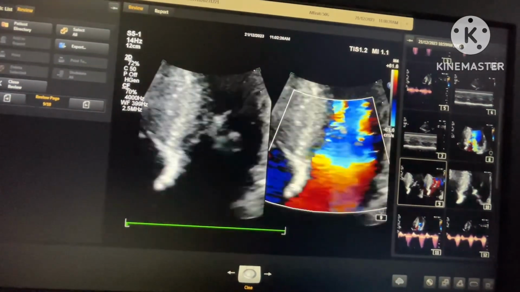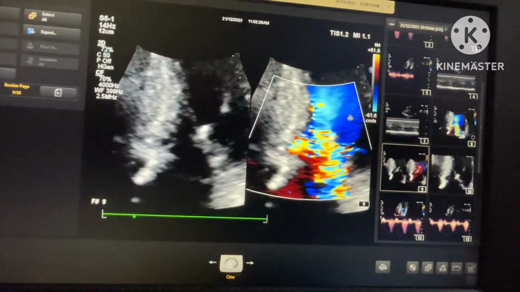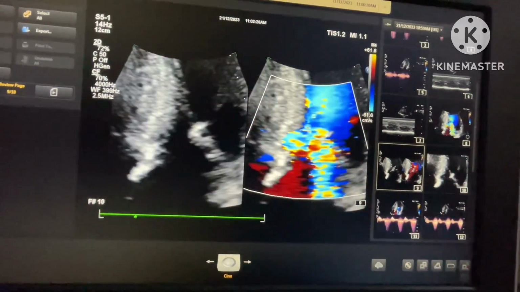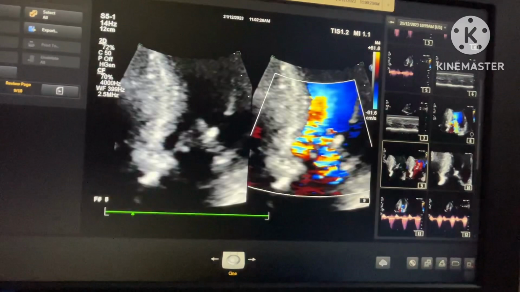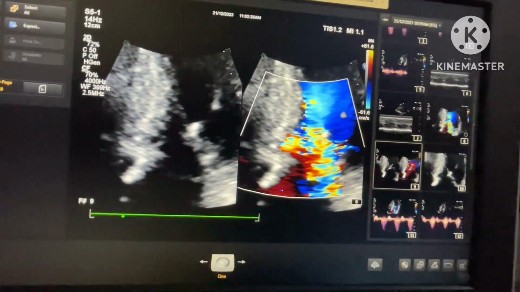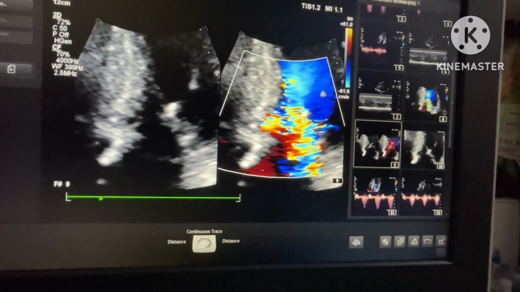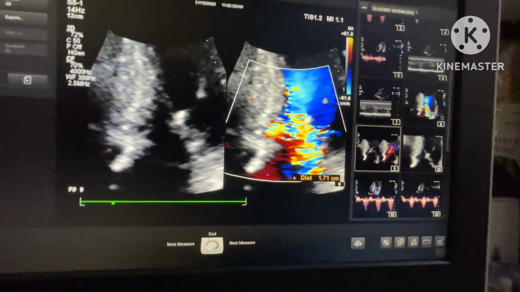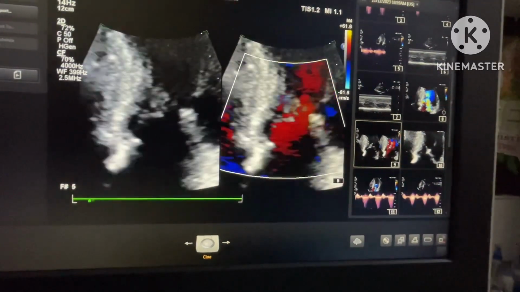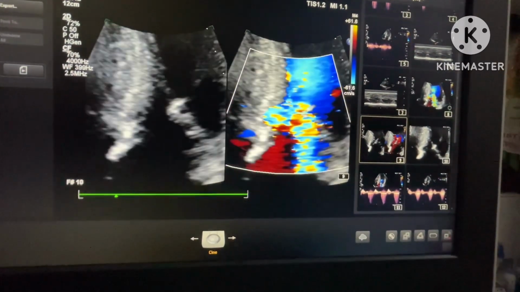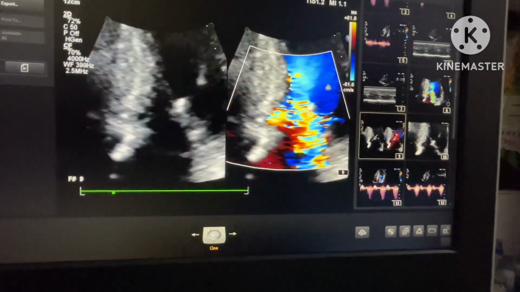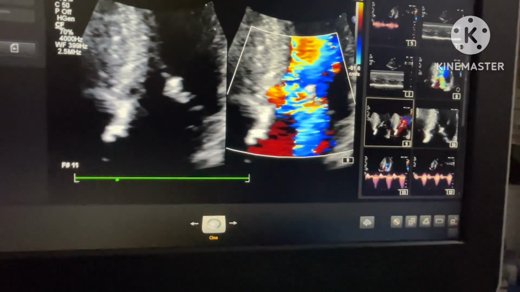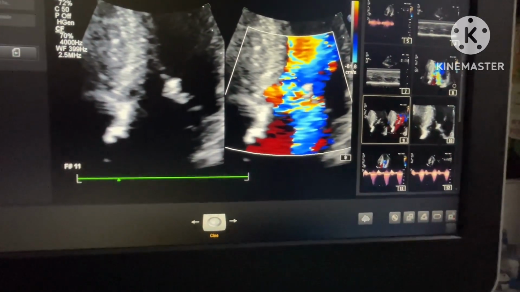This image shows how the SAM happens. SAM means systolic anterior motion of the anterior mitral leaflet. After the mitral valve closes, during systole, it moves towards the interventricular septum, causing subaortic dynamic obstruction. That is the point. So in this case, SAM is seen, with significant subaortic dynamic flow obstruction.